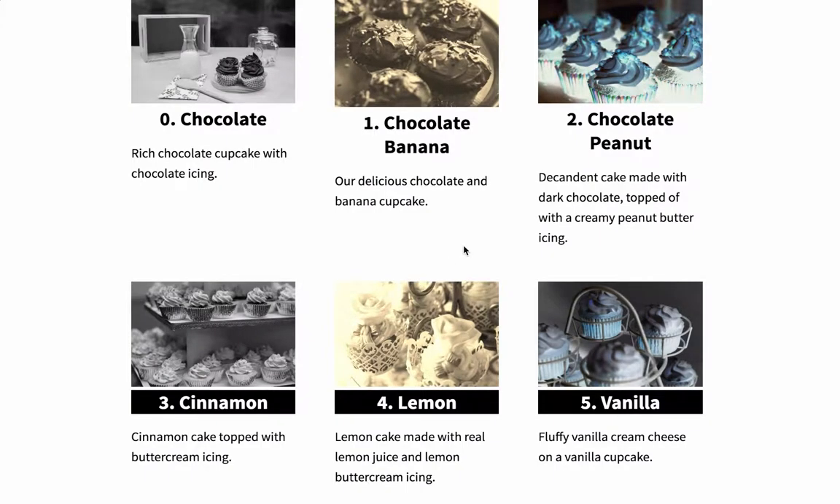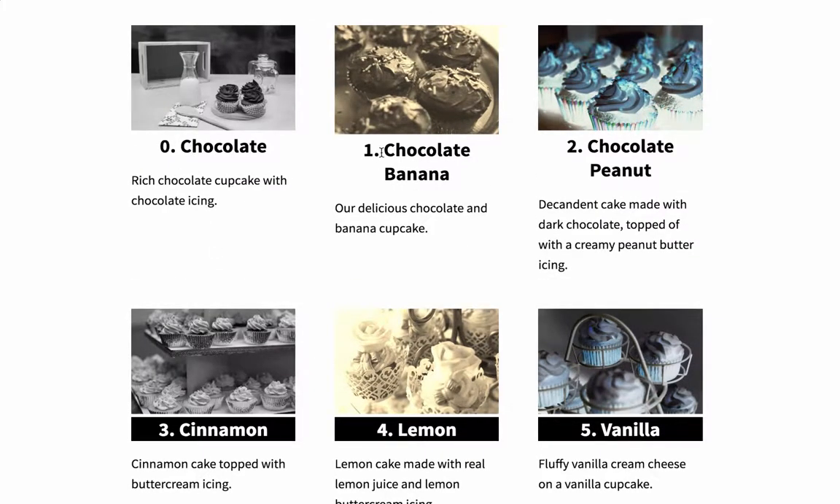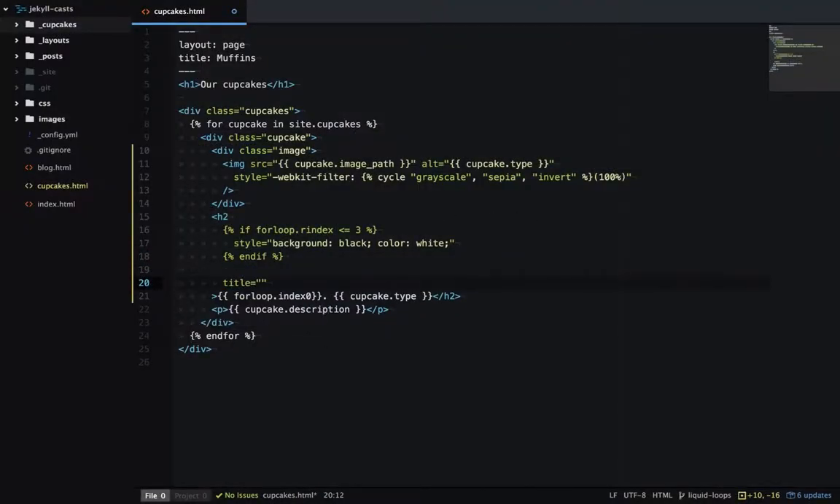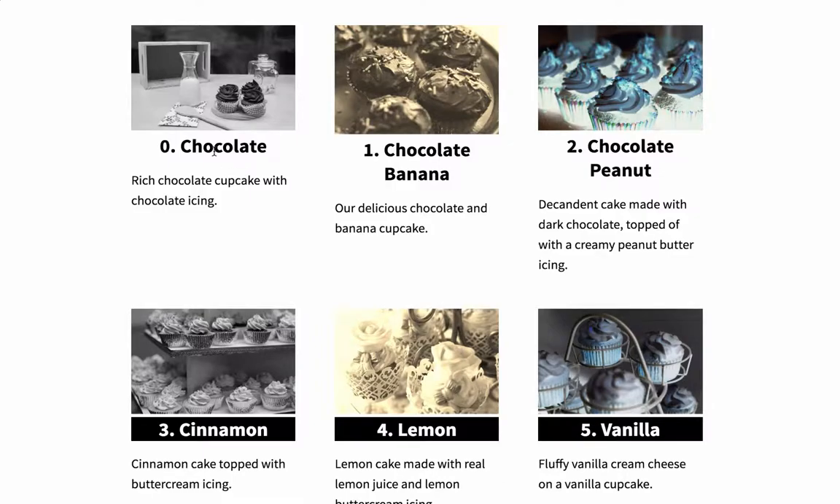And I could use R index 0 if I wanted that number to be 0 indexed. I want to be able to hover over any heading and for it to tell me the total number of cupcakes that are available. So I could add a title to my H2, and then I could get the number of cupcakes in a number of ways. I could get it from the collection, so that would be site.cupcakes.length. But we've been using the loop, so let's use the loop. So I could use for loop.length. And now hovering over these items, it'll come up with the total number of cupcakes, 6 cupcakes.